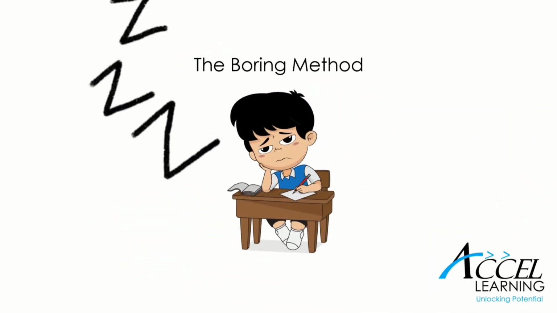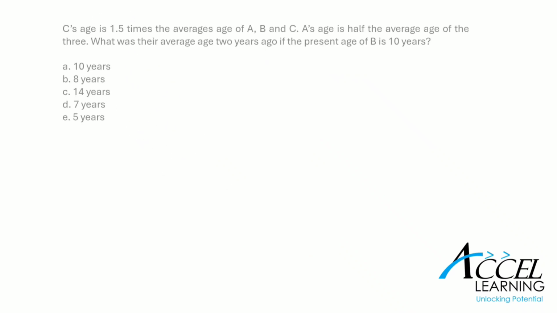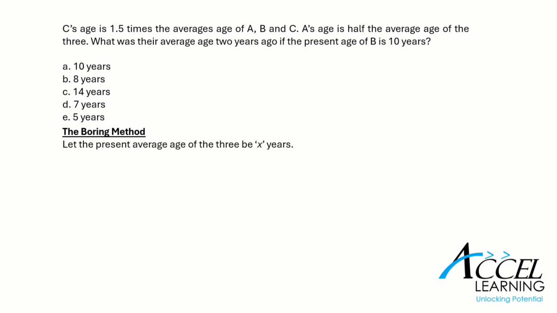Let's see how most people solve this kind of problem, the boring method. Here's the same question. Pause the video now to see if you want to solve it first before we do. So, the boring method. Let the present average age of the three be x years. C's present age is 1.5x years. A's present age is 0.5x years. B's present age is 10 years.